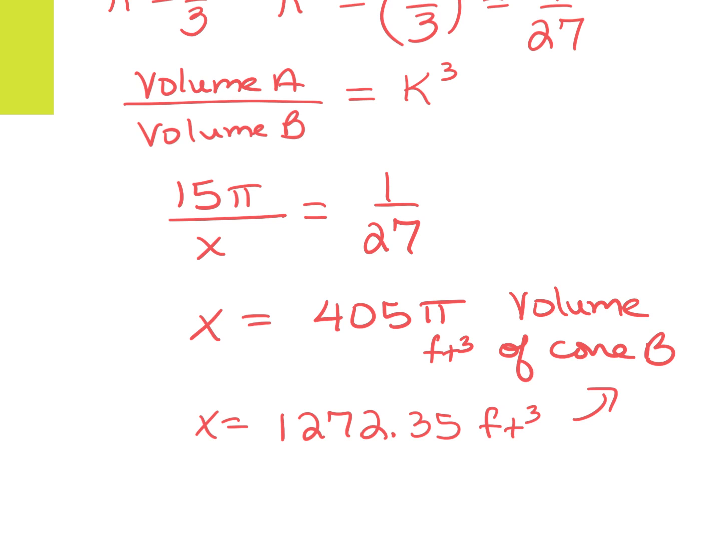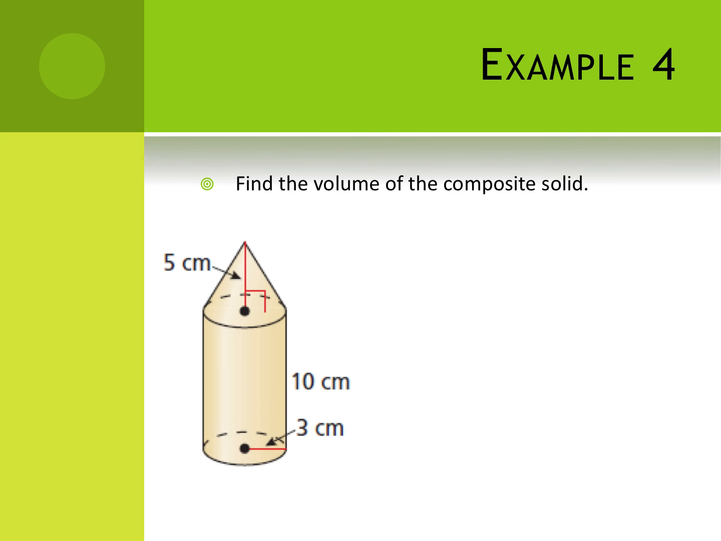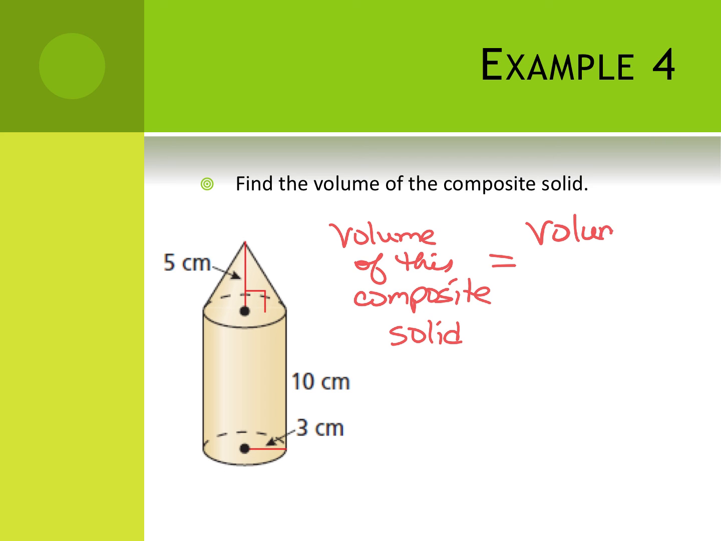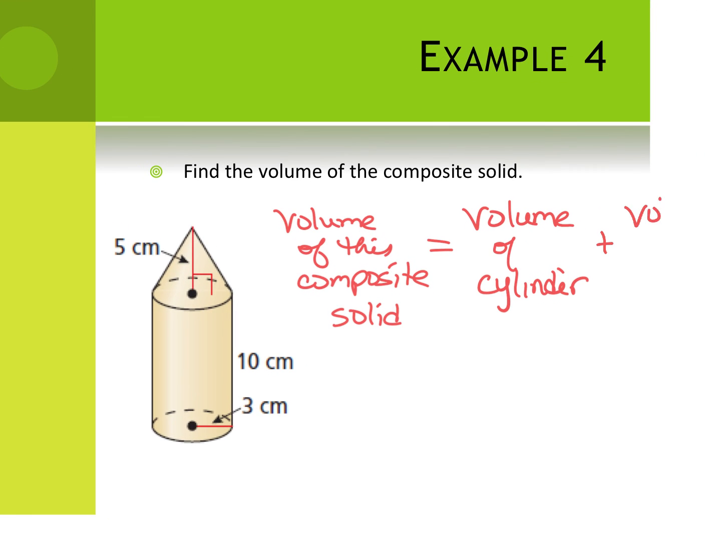We're going to find the volume of a composite figure. So we're going to be finding the volume of two separate shapes and then adding them together. The last example wants us to find the volume of this composite solid. This composite solid is made up of a cylinder and a cone. So to find the volume of this particular composite, I am going to find the volume of the cylinder, which is on the bottom, and add it to the volume of the cone, which is on the top.